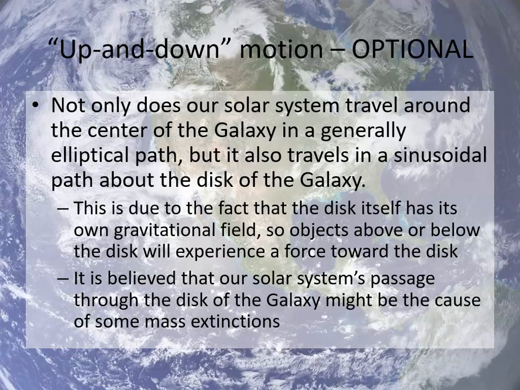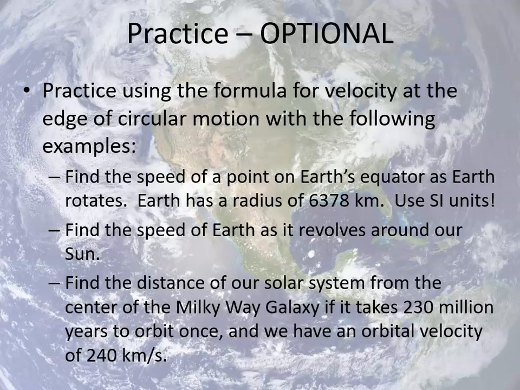This occurs due to the fact that the galaxy has, in addition to a spherical mass distribution dominated by dark matter, a mass distribution that's kind of planar, and we are close to that plane. So we have a cyclical motion above and below the plane of the galaxy, though it's not exactly sinusoidal. In fact, some people believe that our solar system's passage through that disk is a cause of some mass extinctions. So the jury's still out on that one.